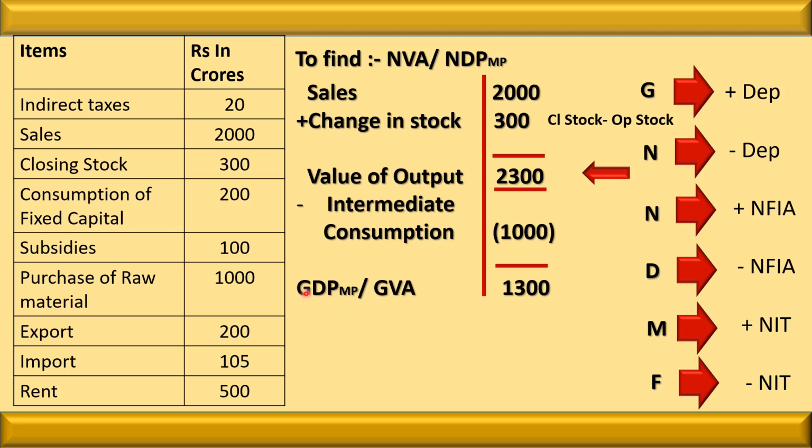What we have to do? We have to convert G into N. To convert G into N, what we have to do? We have to deduct depreciation. We will get NDP MP, that we have to find out. I hope the question is clear to everyone.